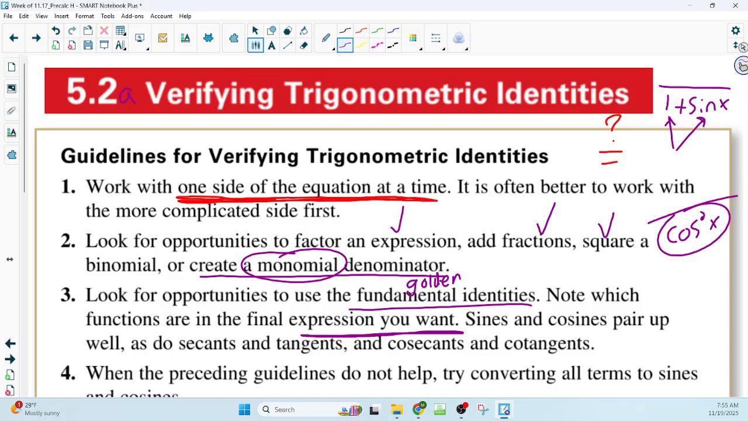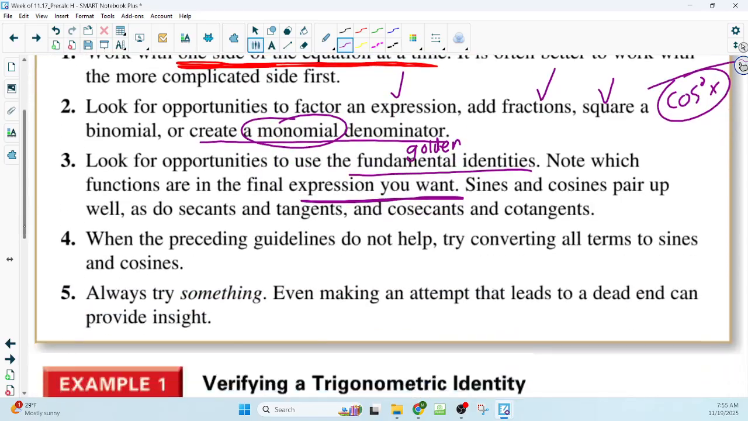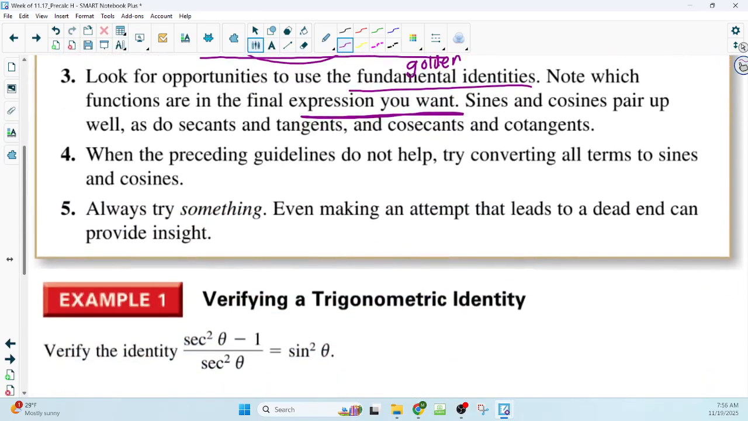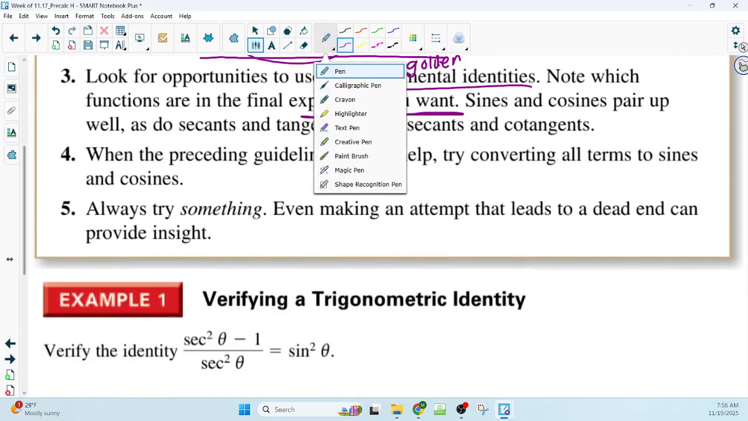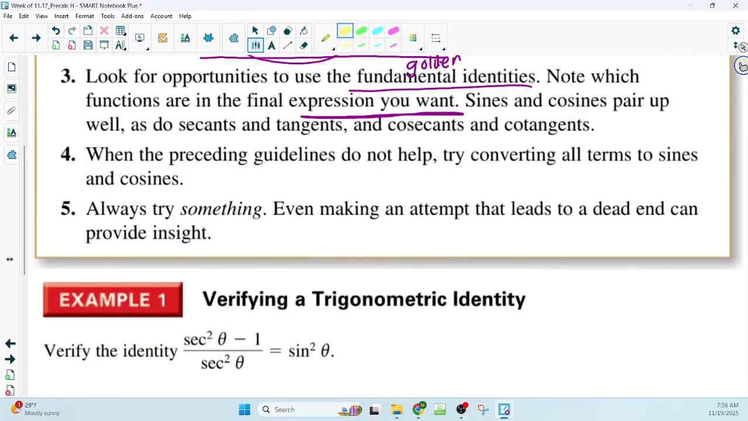Sines and cosines, change everything to sines and cosines. They're telling you what pairs up, which is basically off the whiteboard. And that's pretty much, that's a lot of it. When it doesn't work, just change it all to sines and cosines. I like this one a lot. Sometimes people do this too early. So when this doesn't help, change everything to sines and cosines.